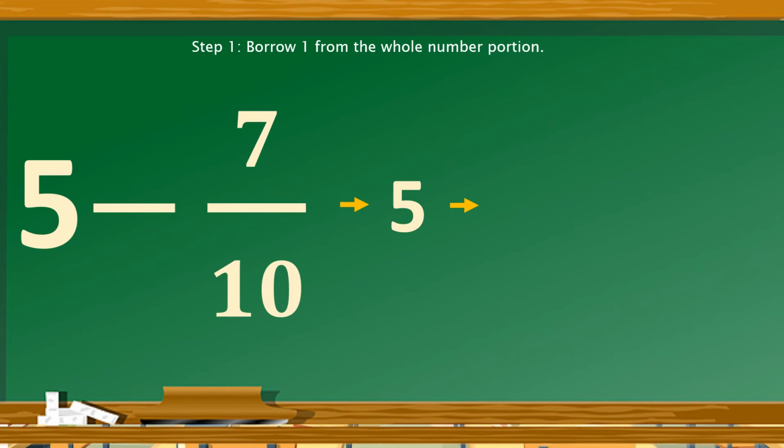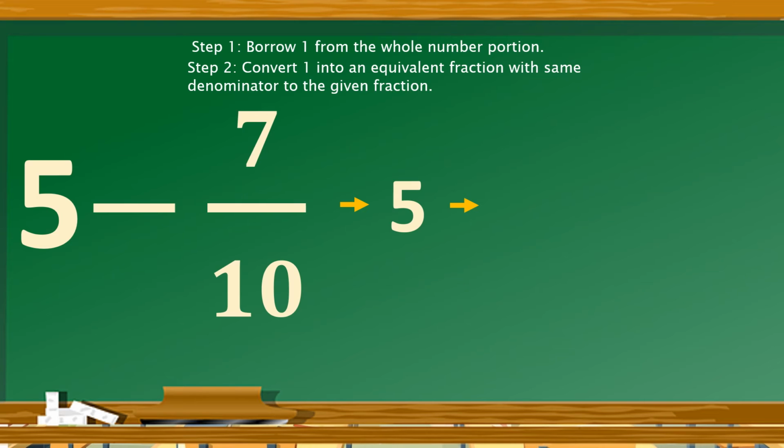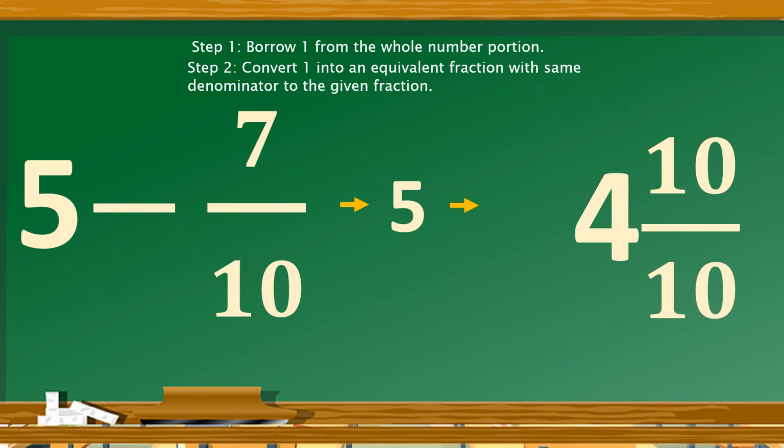At yung isa na yun, para sa step number 2, we will be converting it to an equivalent fraction. So, how? By using the denominator of the given fraction. At ang given fraction natin rito is 7 over 10. At ang denominator niya ay 10. So, it will become 4 and 10 over 10. Since 10 over 10 is equal to 1.